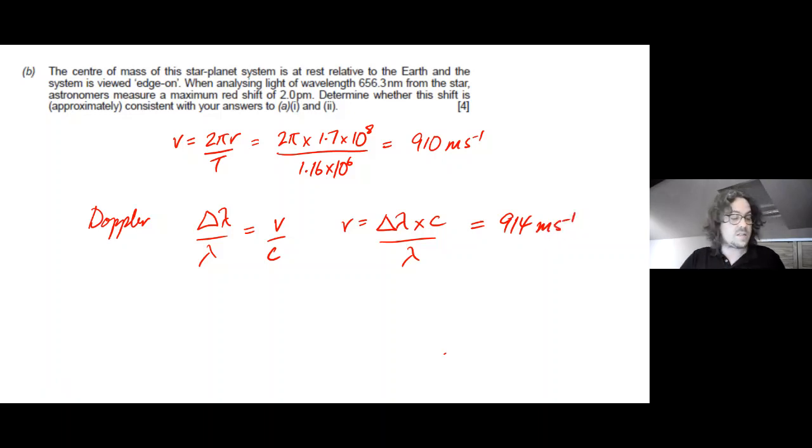So, does that confirm? Is it consistent? Yeah, it is consistent. All right, consistent it is. Oh, by the way, that there is our delta lambda. So consistent. It's similar, isn't it? All right.